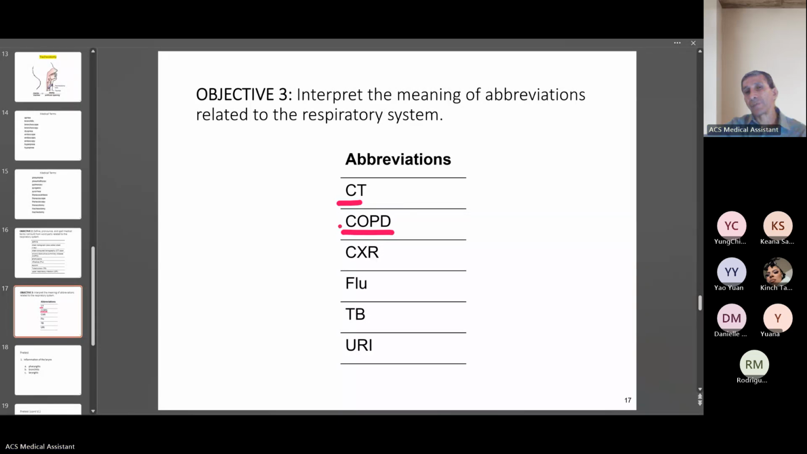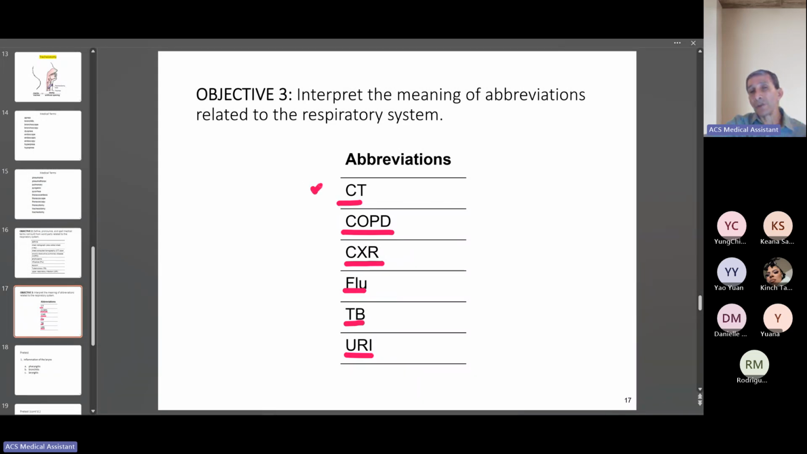We know what COPD is, chronic obstructive pulmonary disease. CXR, chest X-rays. Flu, influenza, we have it before. Remember, you can go back and read the full spelling. TB, tuberculosis. URI is upper respiratory infection. We are not using UTI here because this is not the urinary system. When we get to the urinary system, we're going to see UTI. Here is the respiratory system.